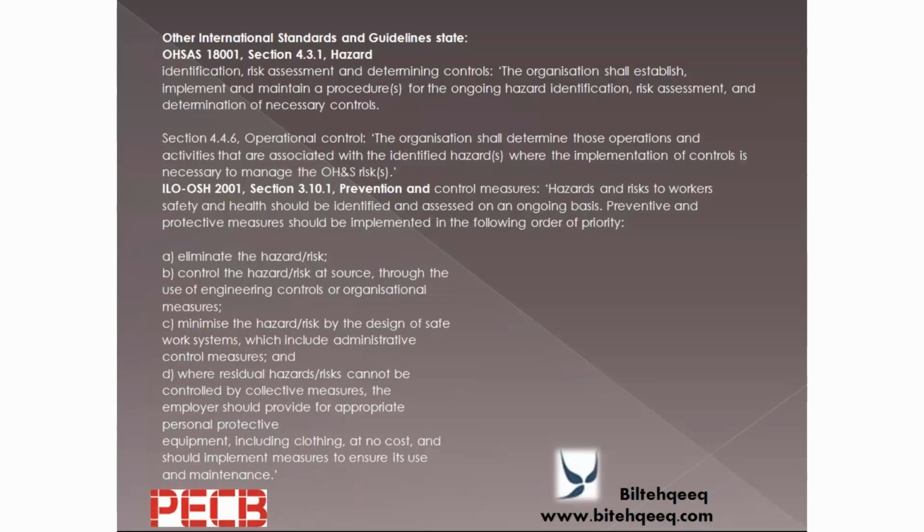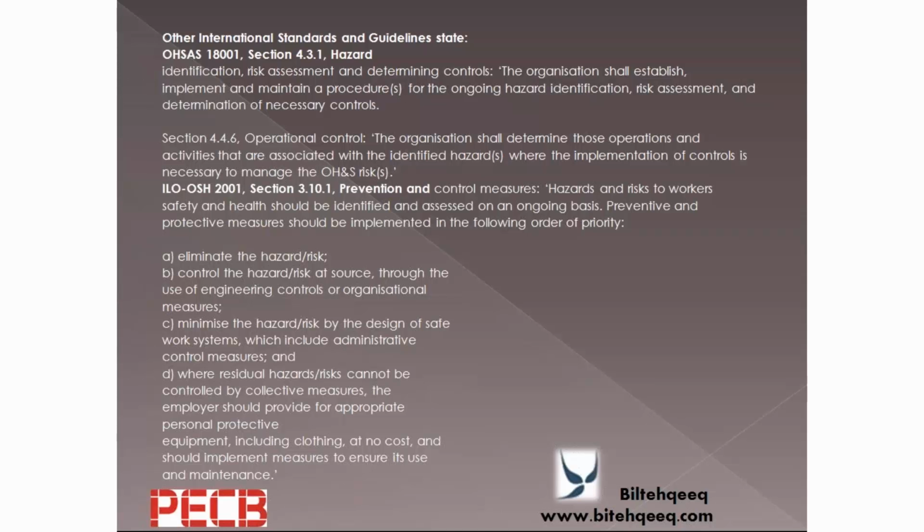The organization shall determine those operations and activities that are associated with the identified hazards, where the implementation of controls is necessary to manage the occupational health and safety risk. So, if there is any hazardous material, the organization should identify it and introduce some controls to minimize the risk associated with this hazardous material.